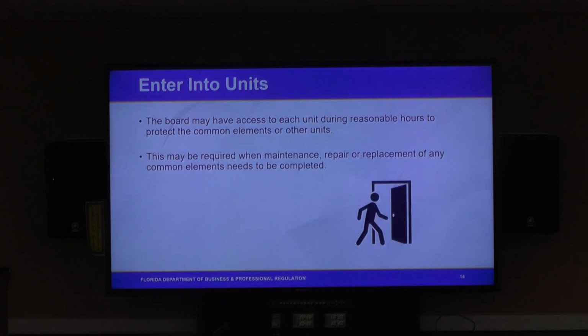And next is enter into unit. The board might have access to each unit during reasonable hours to protect the common elements or other units. This may be required when the maintenance, repair, or replacement of any common elements needs to be completed.